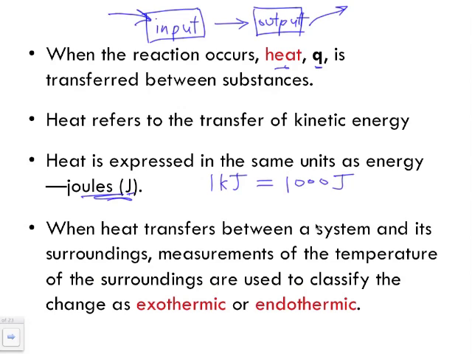Now, when heat transfers between a system and its surroundings, measurement of the temperature of the surroundings is used to classify the change as exothermic or endothermic. Endothermic means energy is required for this reaction to take place. Exothermic means to exit, so energy is being released into the surroundings. So endothermic means energy into the system. Exothermic, energy out into the surroundings.